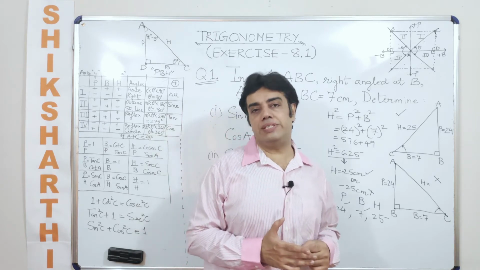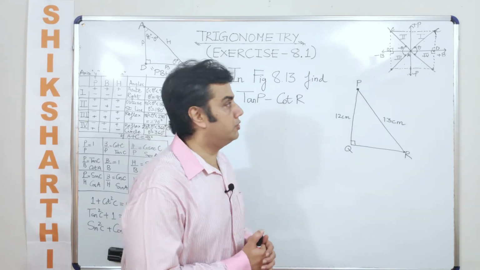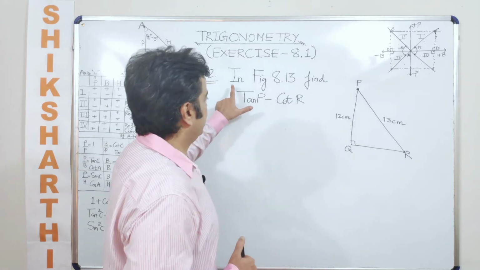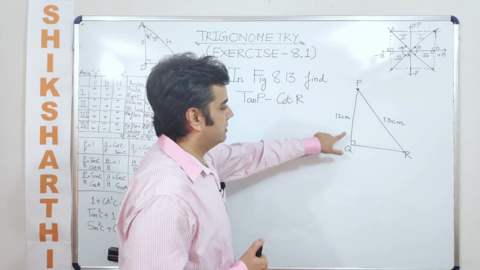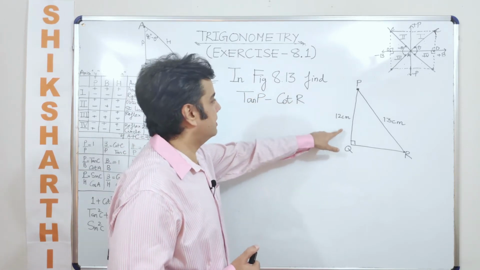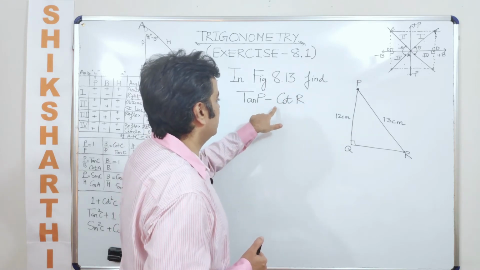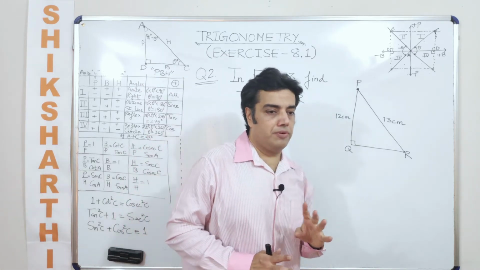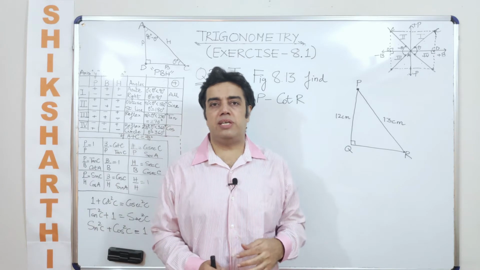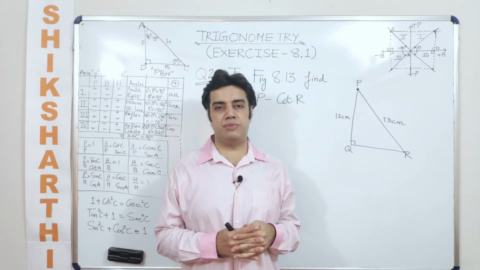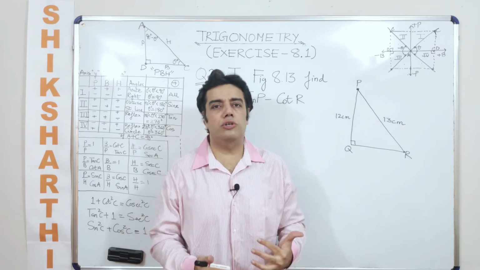Okay, let's talk about question number 2. In question number 2, it says in figure 8.13, this is the figure that they have already given in the question, and they are asking you to find out tan P minus cot R. If it is an objective question, I can do it in a few seconds, though if it is a subjective question, it will take me slightly longer to do.